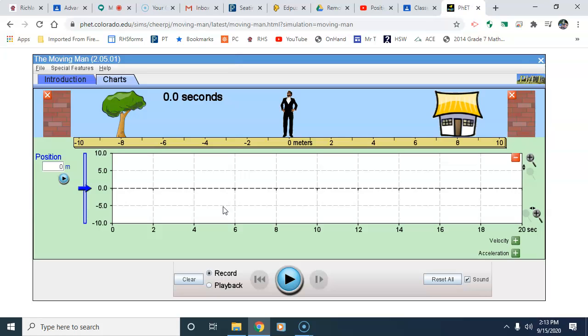Just remember something from the past. If we move at a constant velocity, then what's my acceleration? Yeah, 0, good. Because acceleration is speeding up or slowing down, right?